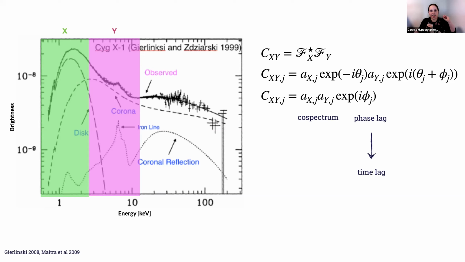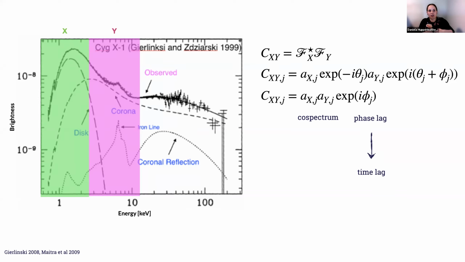So if you assume that it is the same time series, just shifted in time, then what you end up with in the imaginary part of your Fourier transform is the phase shift between the two. And that you can fairly easily turn into a time lag. And so what we end up doing is studying time lags between these two energy ranges.